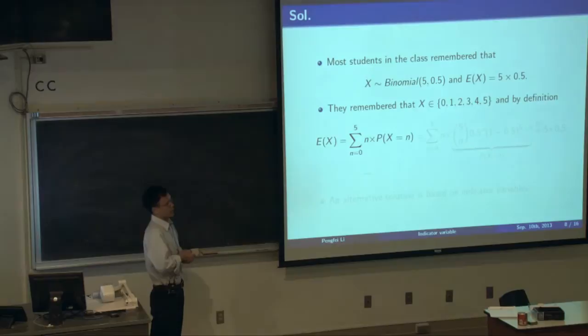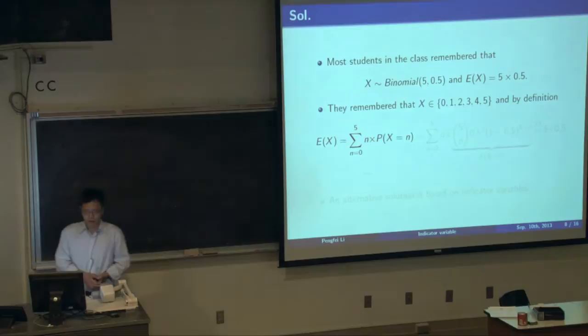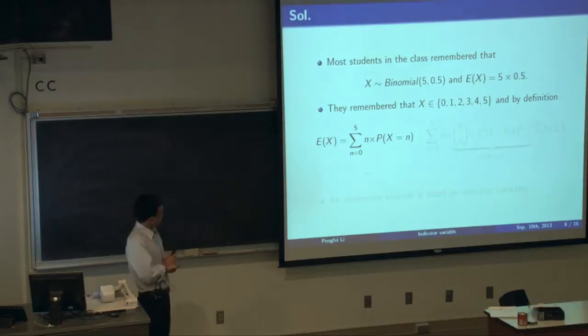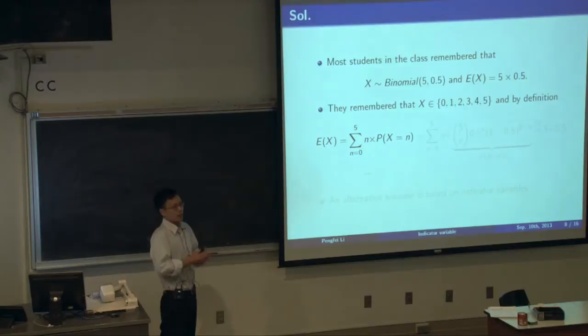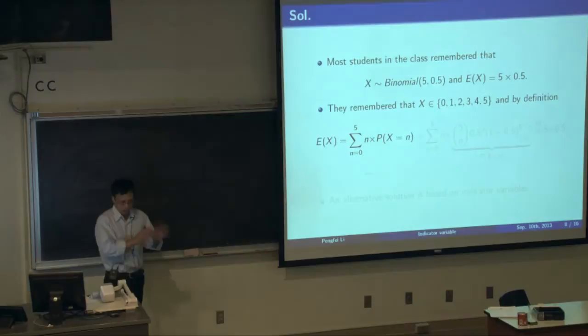Now, when I ask them how they are going to find the expectation of a binomial random variable, some students can still remember something from the previous course. They say, okay, the range of X is from 0 to 5: 0, 1, 2, 3, 4, 5. And they still know the definition of the expectation: the summation of the possible values of X times the corresponding probability. So that's good. They still remember that.